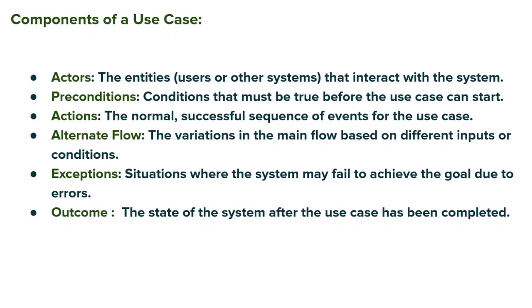But if the same actor performs the same action with invalid credentials, if he enters an incorrect password or incorrect username, he will be shown some error message. That is another flow now. This is called an alternate flow. This is a variation in the main flow based on different input or conditions. Exceptions: situations where the system may fail to achieve the goal due to errors. Those come under the exceptions.